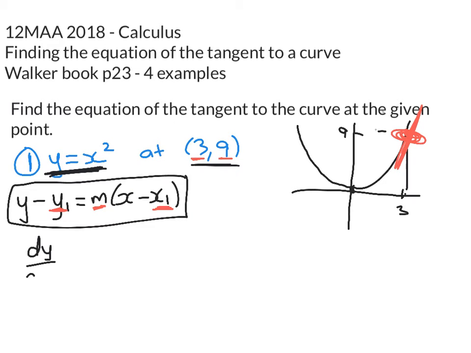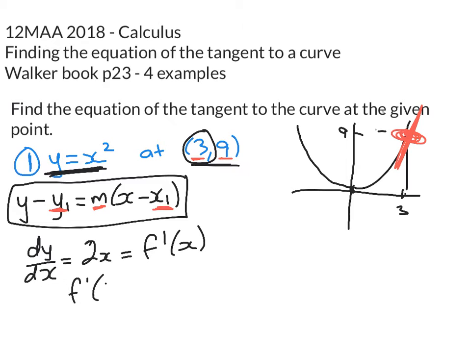So dy by dx is equal to 2x. And I can also write that as f dash of x. We want to evaluate that gradient function when x is 3. So we chuck 3 into the gradient function, and we get f dash of 3 is equal to 2 times 3, which is 6. And that is going to be m in my equation of a tangent.